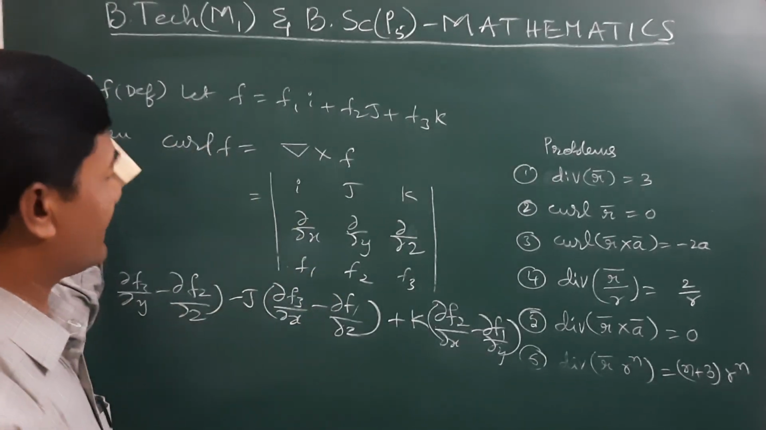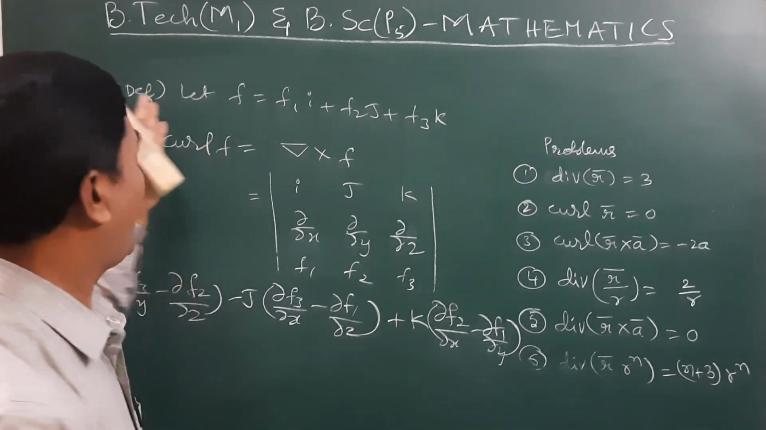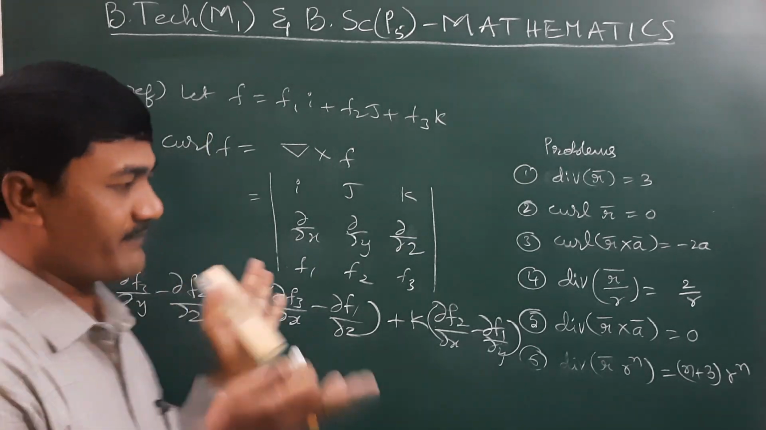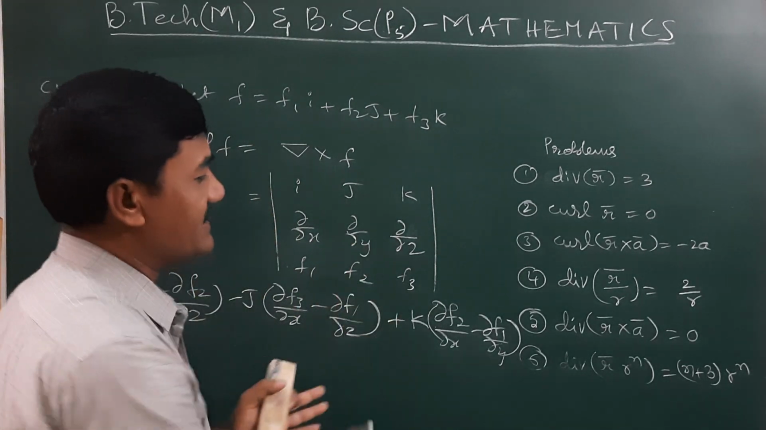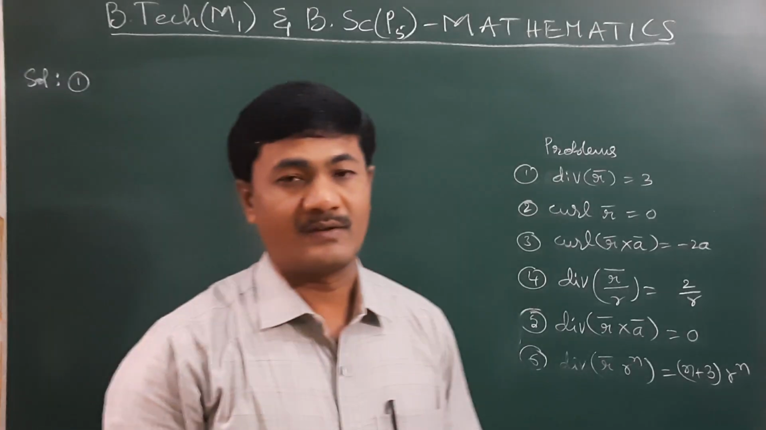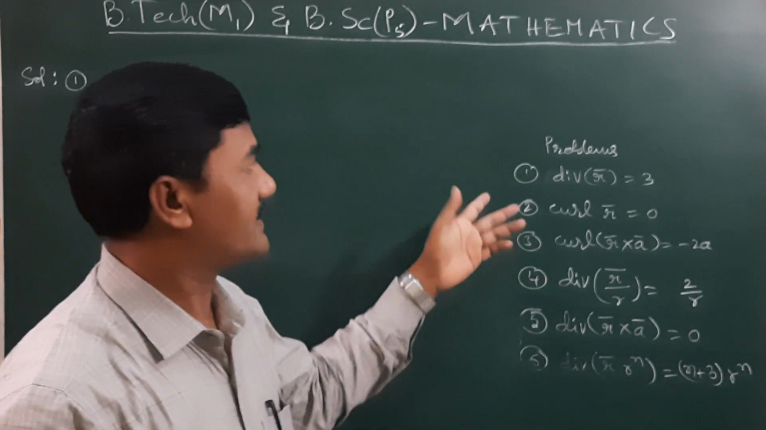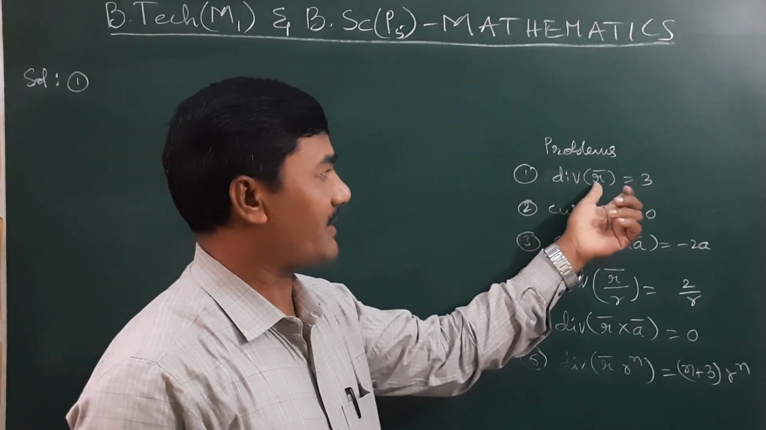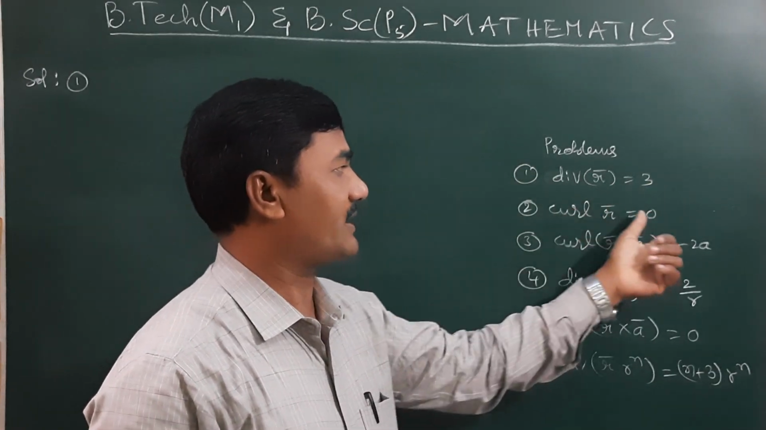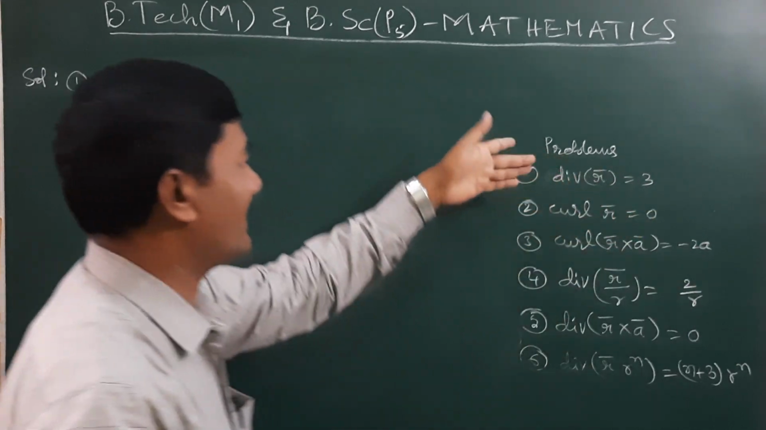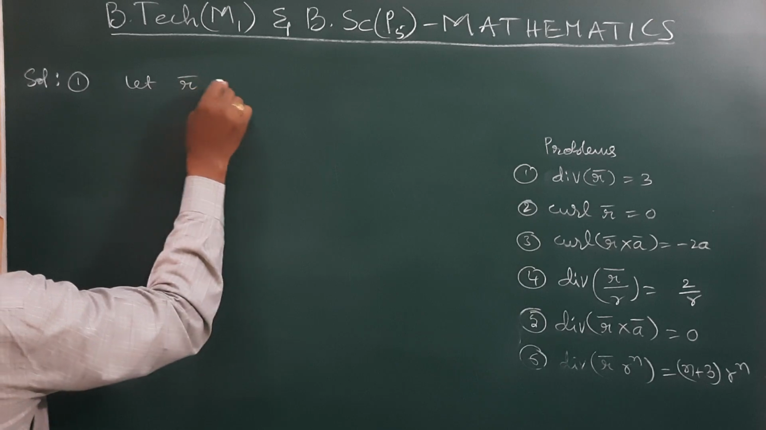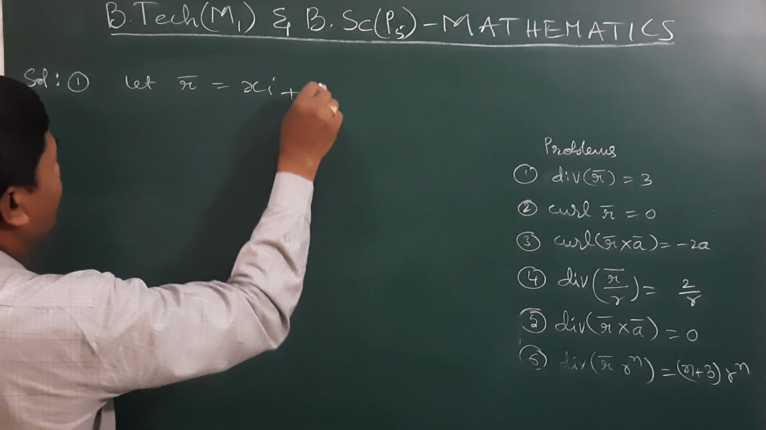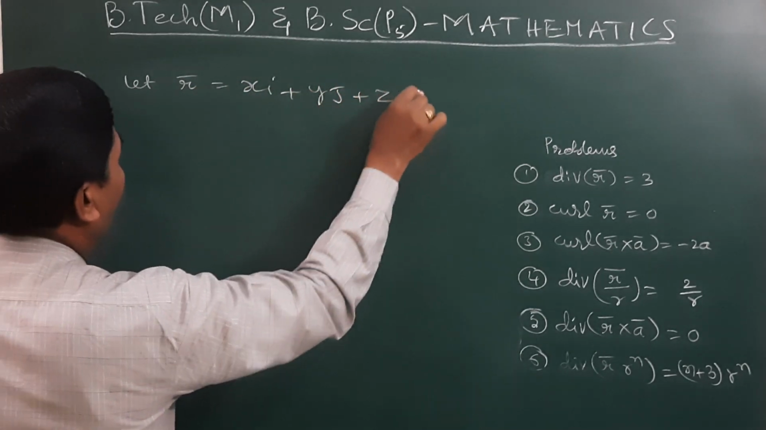So one is the divergence, which you already studied. Another is the curl. There are two forms: one is del cross f, and the other is the determinant form. Now coming to the problems. The problems are: div r bar is equal to 3, and curl r bar is equal to 0 bar. So we look at the first and second. Let r bar be the position vector x i plus y j plus z k.